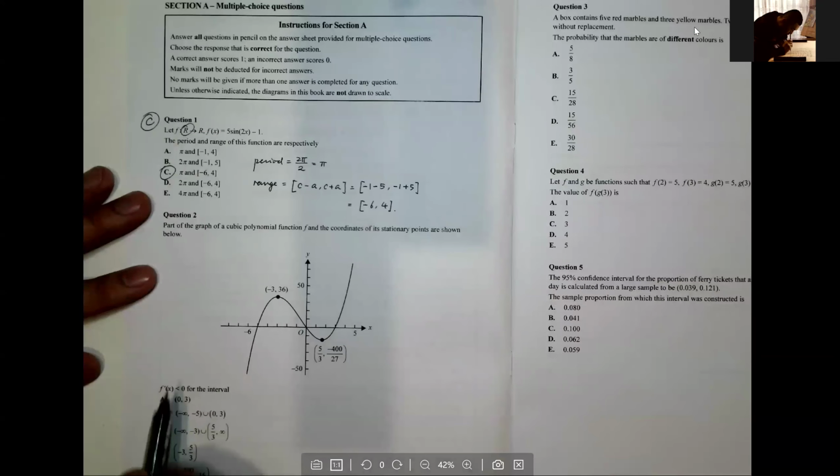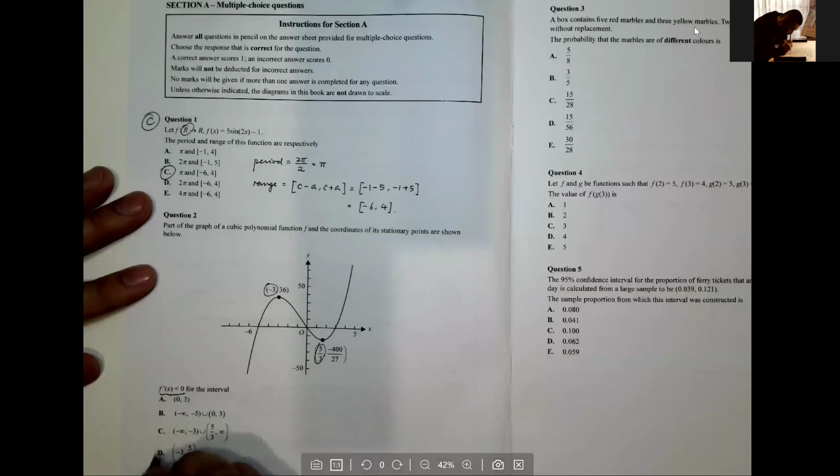Next question, we have this polynomial function, and we want the derivative to be less than 0. So we cannot include the x values for the stationary points, which is from -3 to 5 over 3. Okay? Just this section, the graph is decreasing. So it's from -3 to 5 over 3, option D.